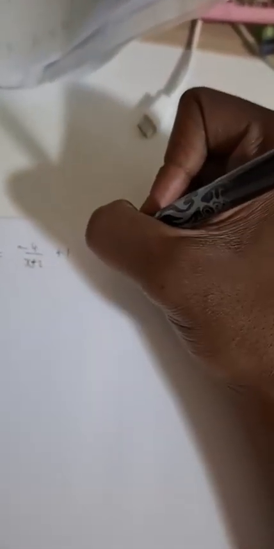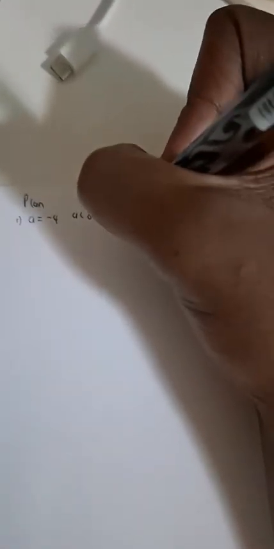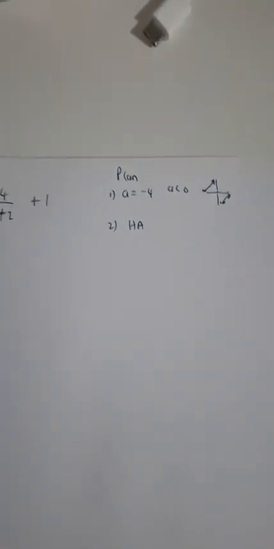Okay, so we plan first, and when we plan, we ask ourselves: a is equal to -4. That means a is less than 0. So what are we expecting? We're expecting to have the function in the second and the fourth quadrant. That's where I'm expecting things to be happening. Now the horizontal asymptote: where am I going?